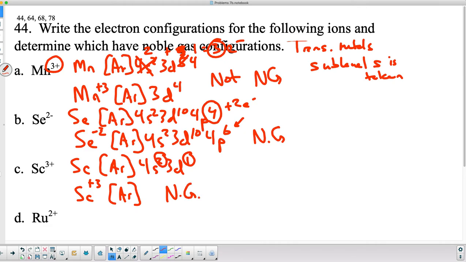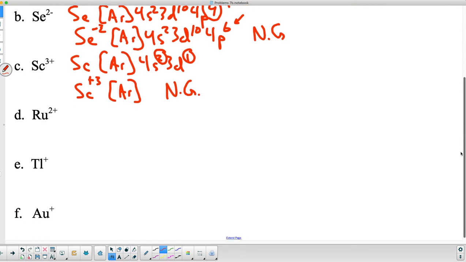I'm going to let you do the last 3 for letters D, E, and F. It looks like they are all transition metals. Thallium is not transition. Thallium is the first one in the P, and if we're taking a P or an S, we take those right out of the P. That's a +1. But both Ru, let me check where Ru is. Ru is number 44 and gold is number 79, and they're both transition metals, so take the S's first when you do this. Okay, moving on to the next.